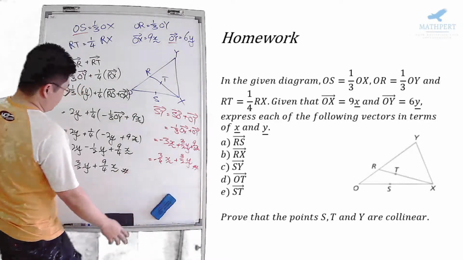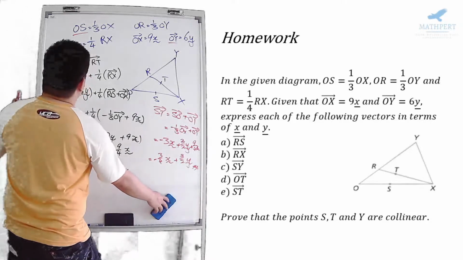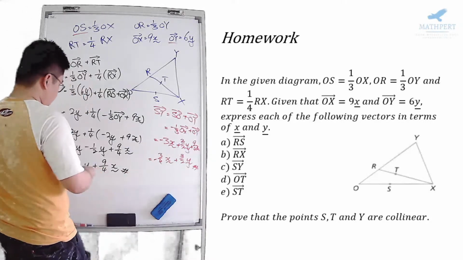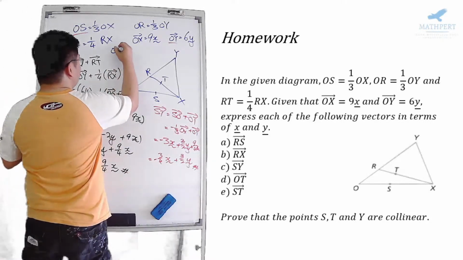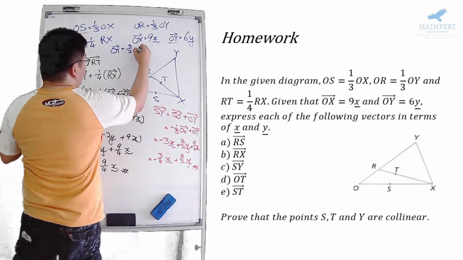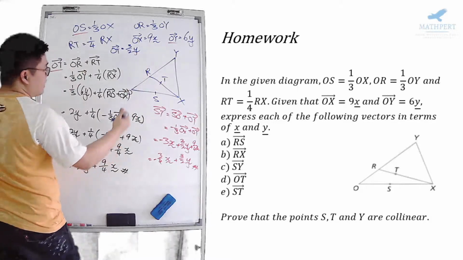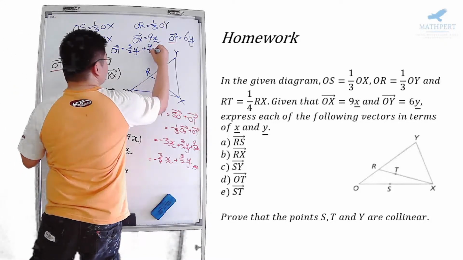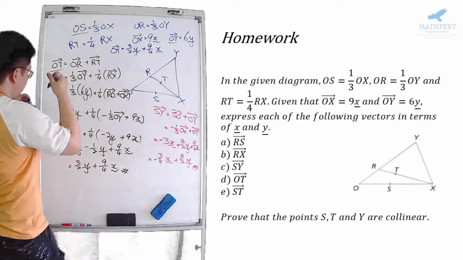Okay, let me clear this. Before I clear this, let me write OT. OT is equal to 3 over 2 y plus 9 over 4 x.